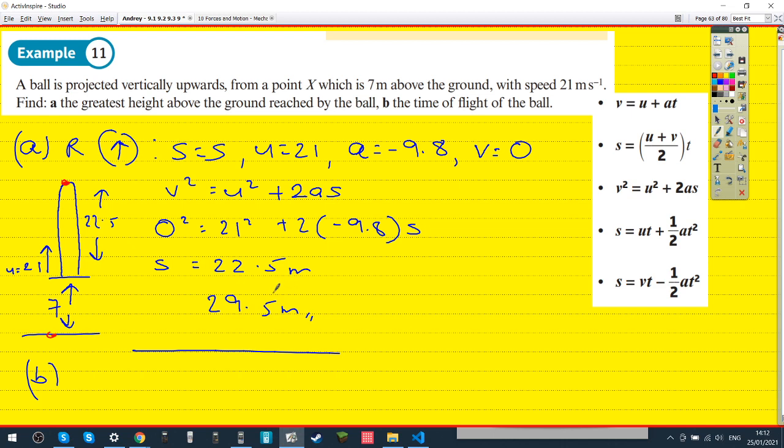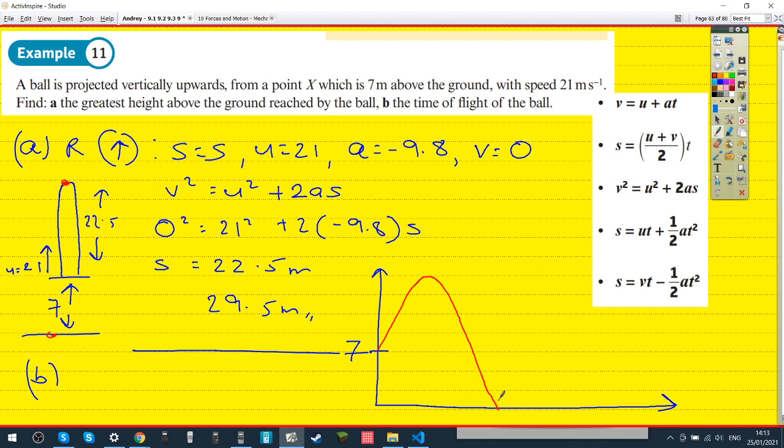Why not just use S? Should I just use U, A, and B? I'm not sure. So I'll look at it this way. So this is 7 above the ground, and the ball is kind of like that. So we have to find the total time of flight for this ball.